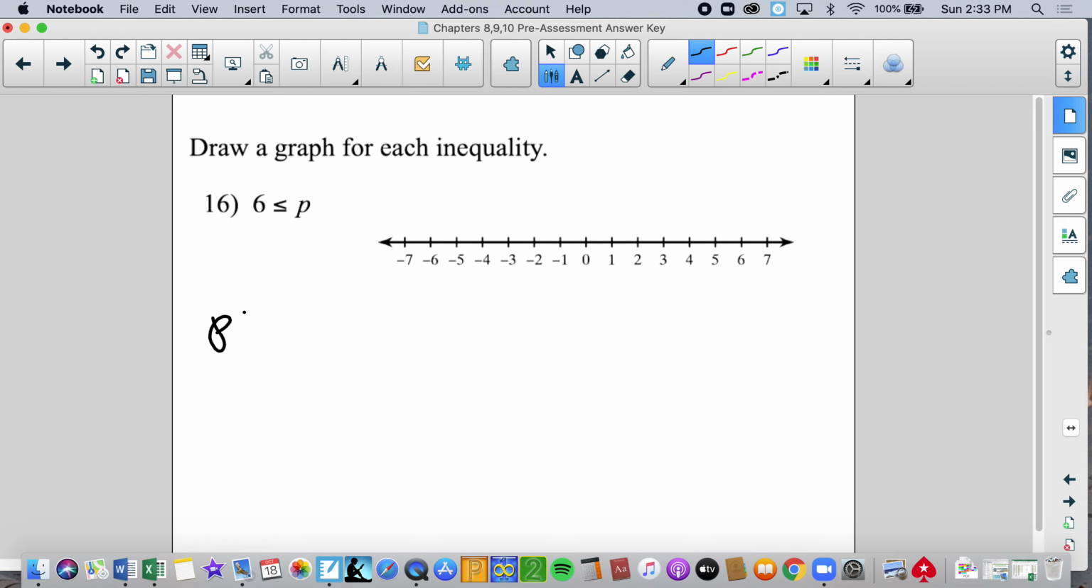Again, let's write it with the variable first. This time the inequality is eating the solutions. So when I rewrite it, it should still be eating the solutions. It is an equal, so I'm going to have a closed circle and my solutions are greater than 6.